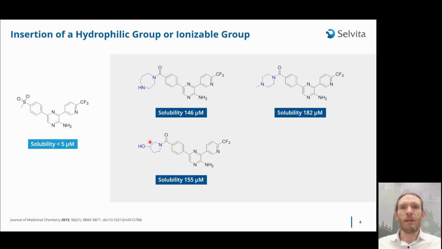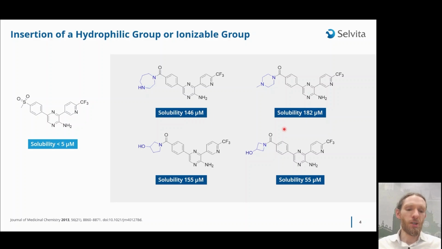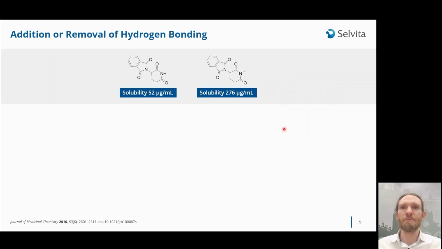The hydroxypyrrolidine is also quite nicely soluble, whereas the hydroxyazetidine is not that much soluble. So you see different hydrophilic groups or ionizable groups to a different extent improve our solubility. And now we'll need to assess all of these different modifications in terms of the biological activity and other properties, and select the one that will be the best in terms of the overall properties.